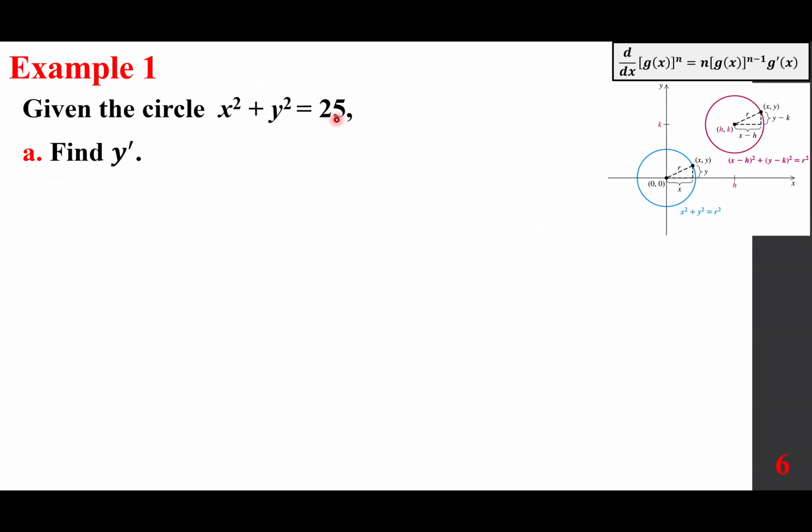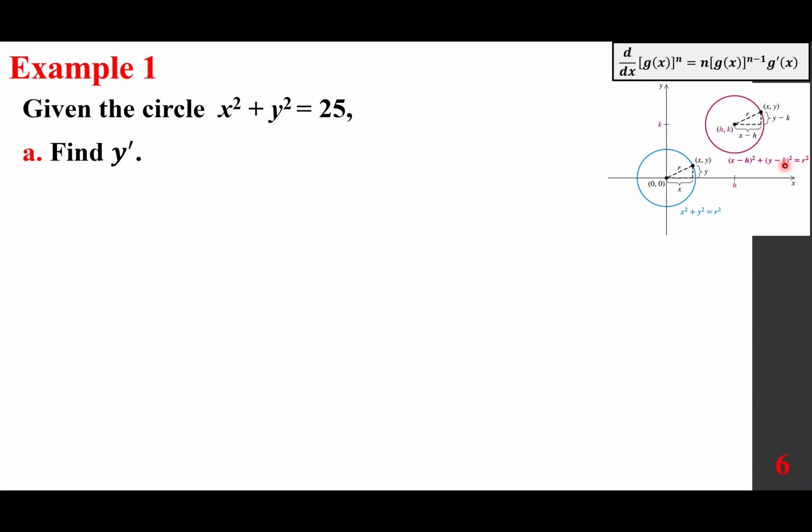If it's located at a different center (h, k), in general it's x minus h quantity squared plus y minus k quantity squared equals r squared. I hope you remember this. I've gone over that already. So we are going to differentiate this.